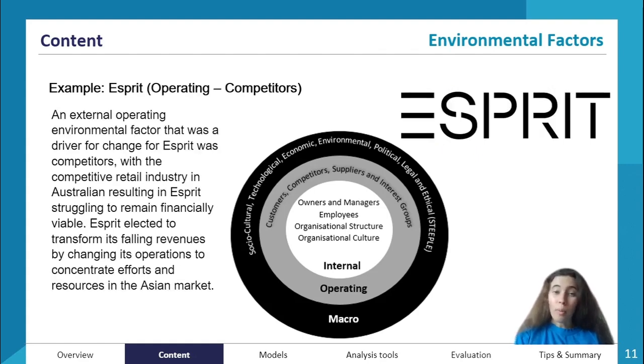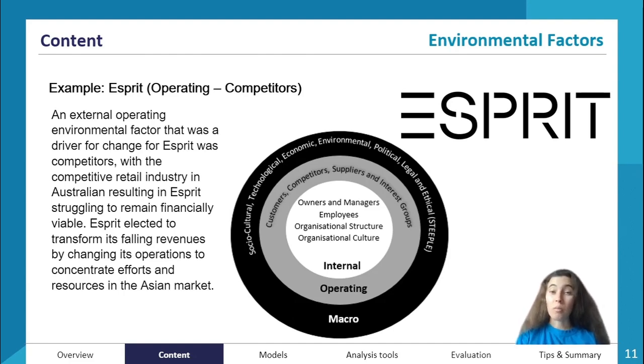Another example for operating is Eastbridge. So this is a retailer selling clothes, and it used to be in Australia with different outlets, but the factor that needed to change that was competitors. So it was struggling financially in the competitive retail industry in Australia. So it decided to implement change to try and counteract its falling revenues. And it wanted to focus its resources in the Asian market.